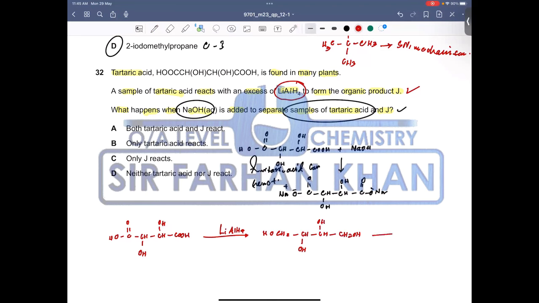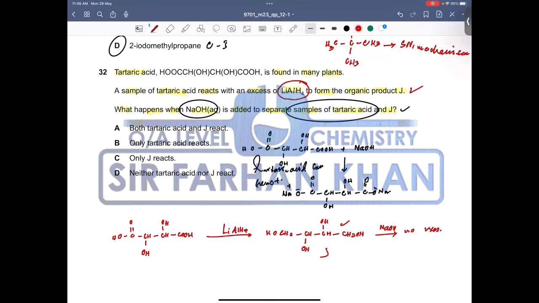Now all alcohols are neutral. Obviously, if you try to react this compound with NaOH, there will be no reaction, because all alcohols are neutral. So only tartaric acid can react with NaOH, not this. And this is your J. So J cannot react with NaOH. Only tartaric acid can react. The right answer is B.